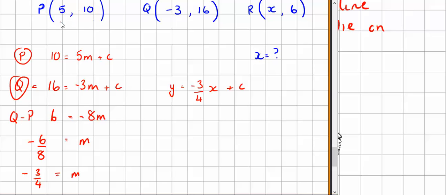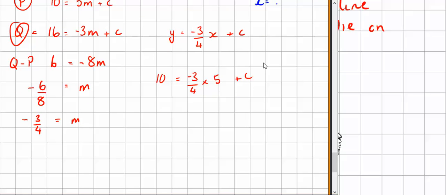Well, what we've got to do is use one of these pairs. I'm not going to worry about that yet. I'm just going to figure out what C is. So I'm just going to put it in. I've got, again, 10 equals minus 3 over 4 times 5 plus C. Now, here's the test for you. Can you deal with fractions? You should be able to. So, what is minus 3 over 4 times 5?